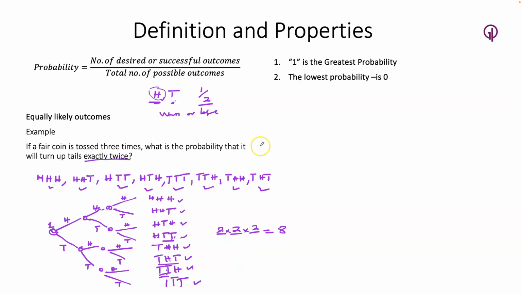And so you have what? Desired outcomes over total outcomes. So we have desired outcomes in this case is what? 3. Total number of possible outcomes in this case is 8. And so for this particular example, the probability of turning up tails exactly twice is what? Is 3/8.